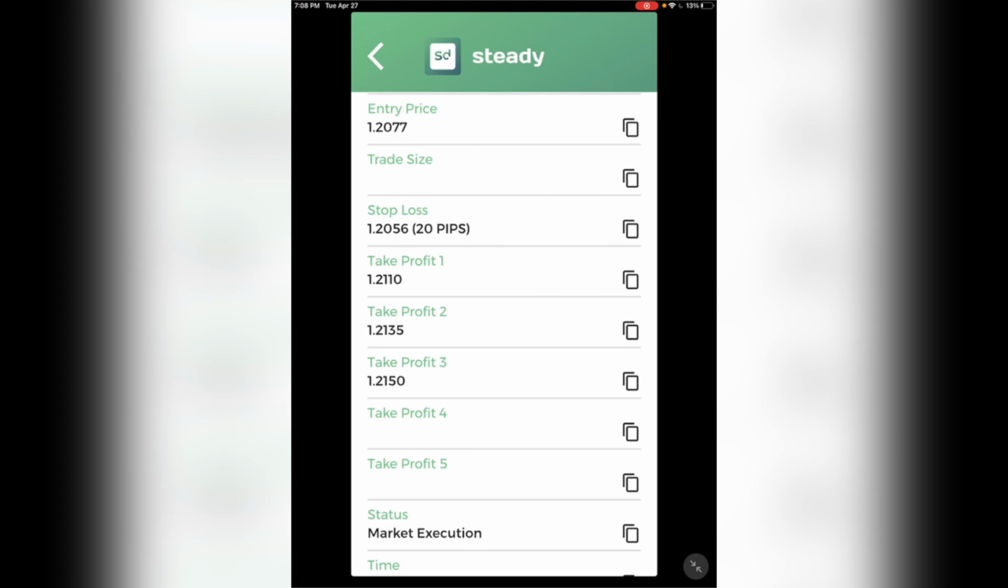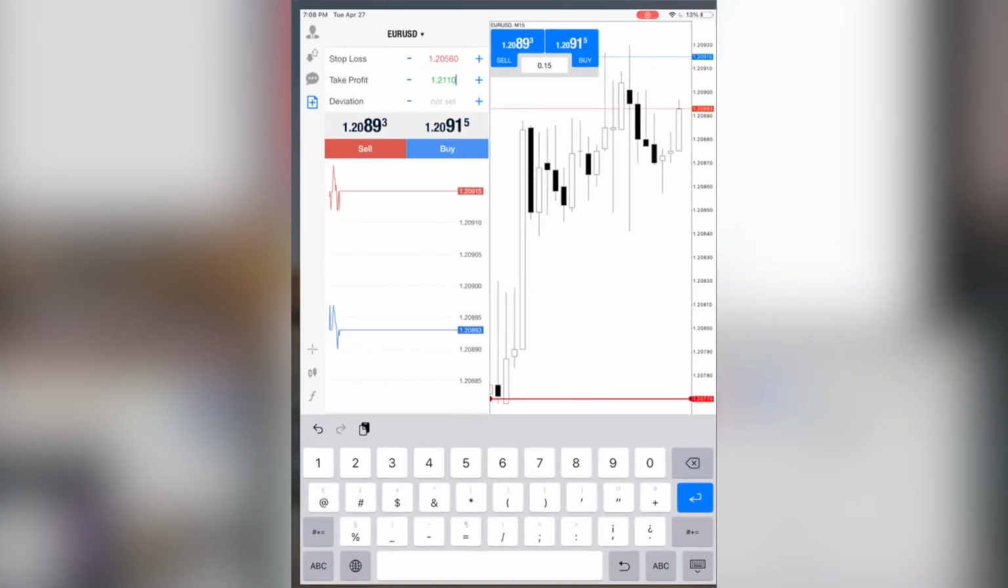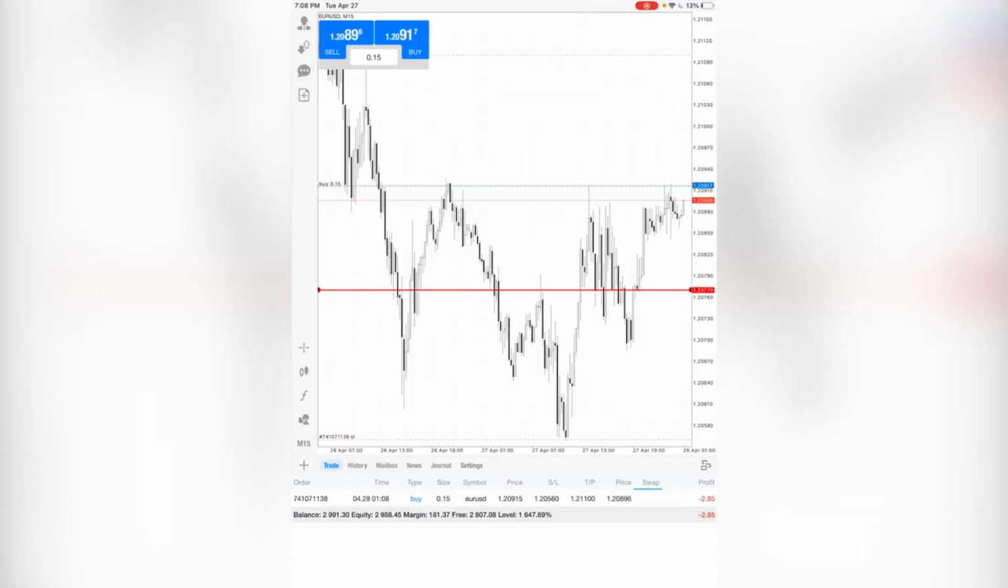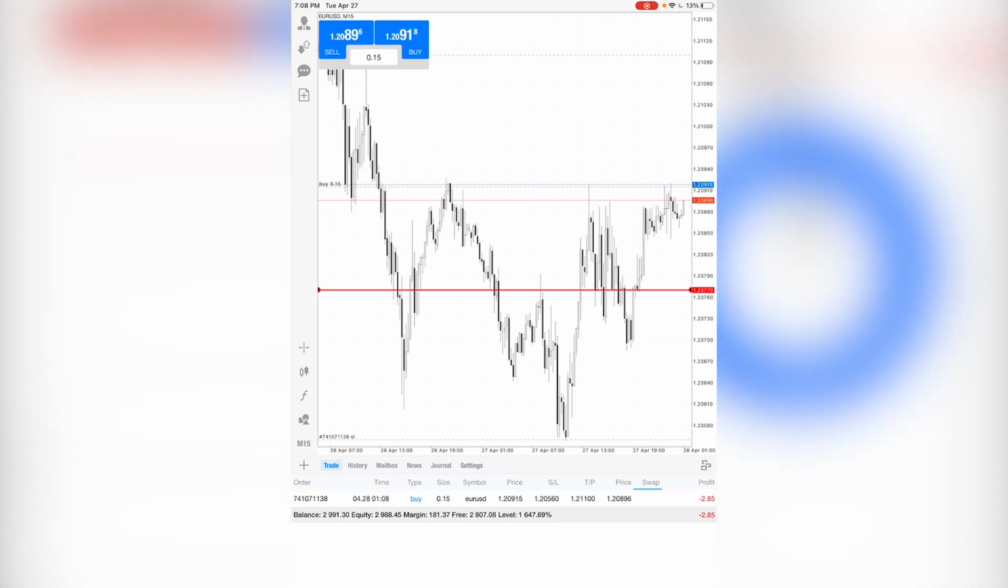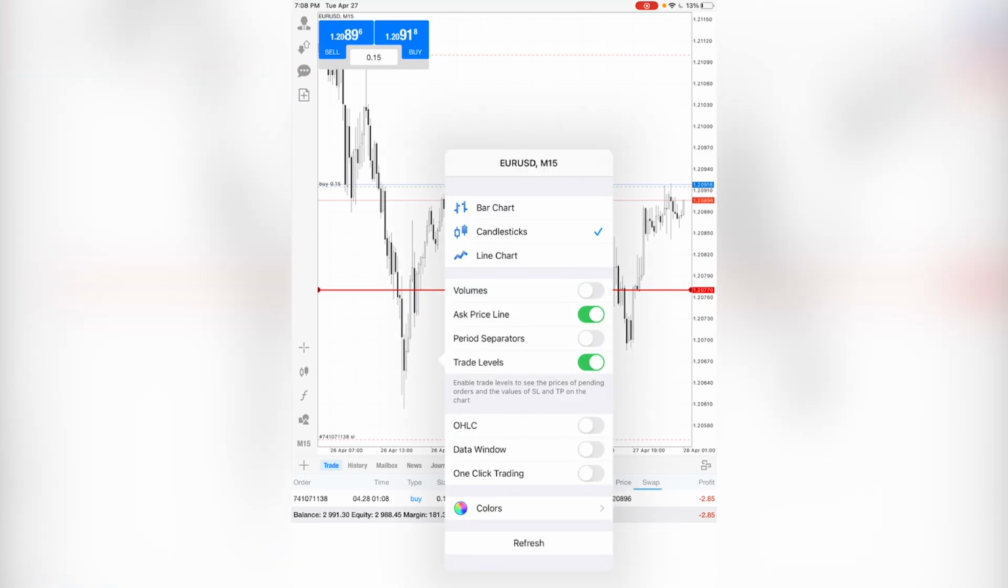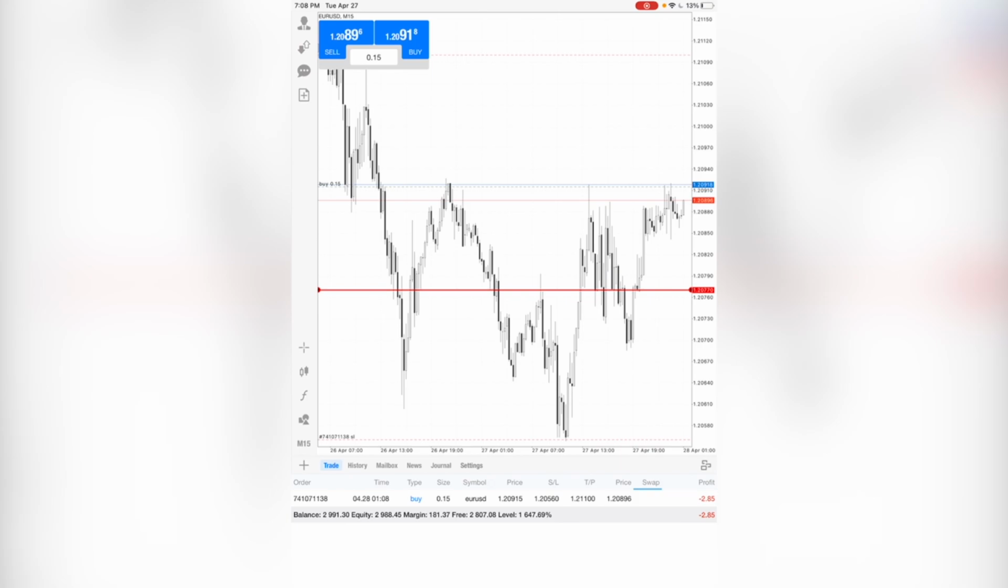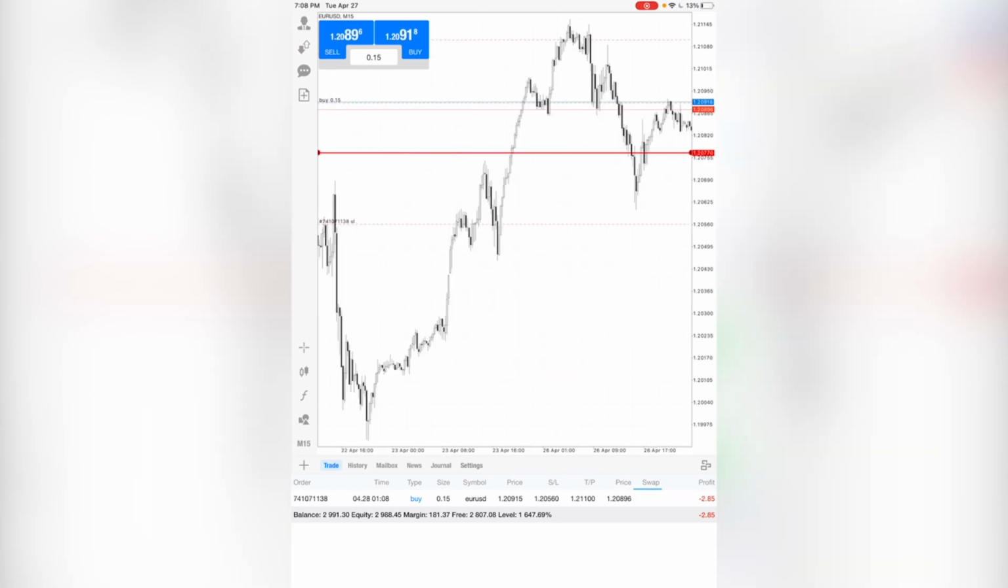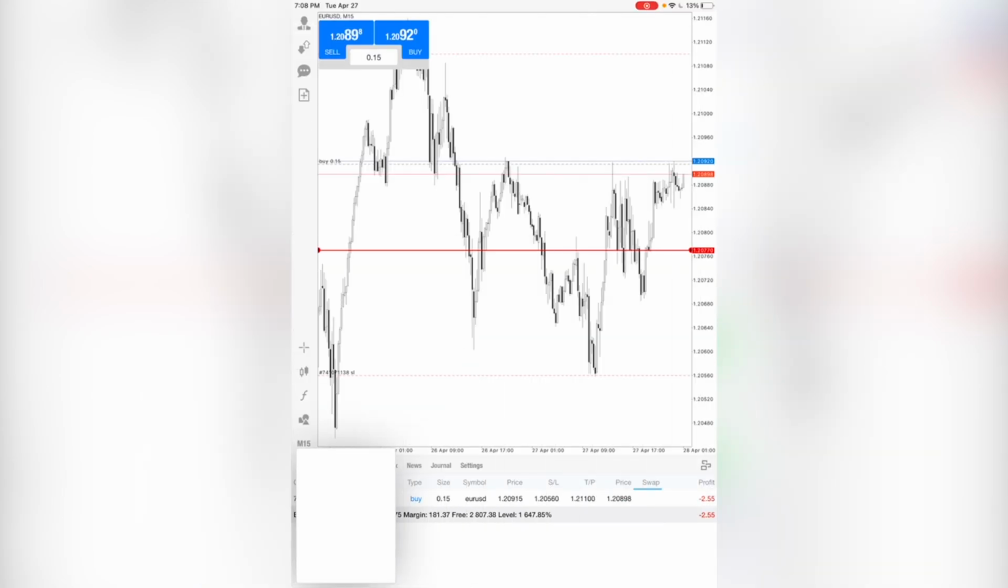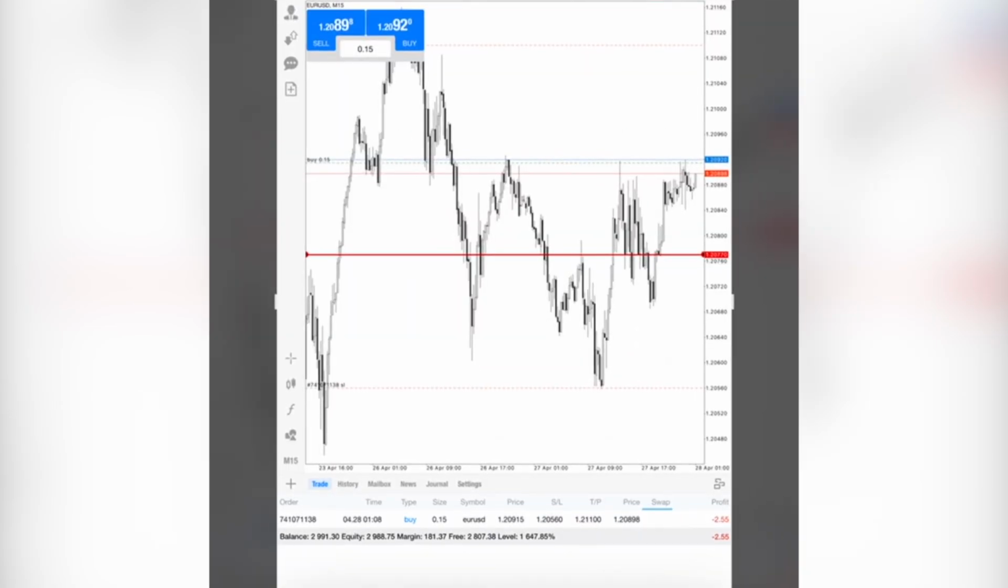Now I went ahead and copy and pasted the first take profit, and now I'm going to place this buy. This is what you'll see when you successfully place a trade idea. So some things I want to go over with you guys is make sure that you do have your ask price and trade levels on. The reason I say this is so that when you are looking at a chart, you know where your stop loss level is and where your take profit and where your entry price.